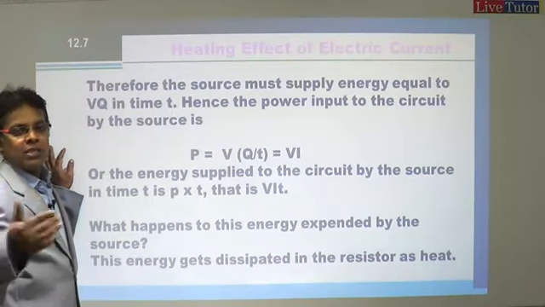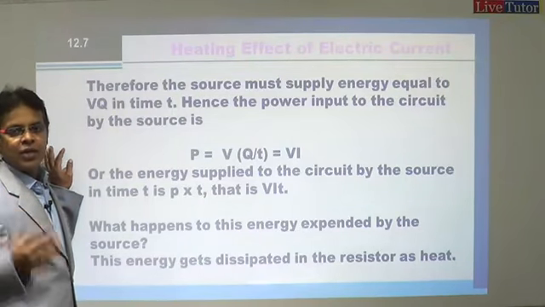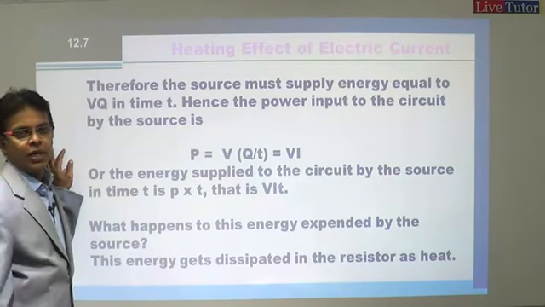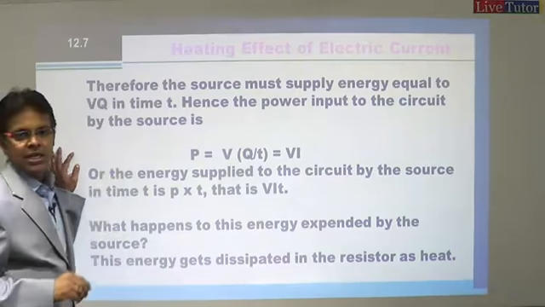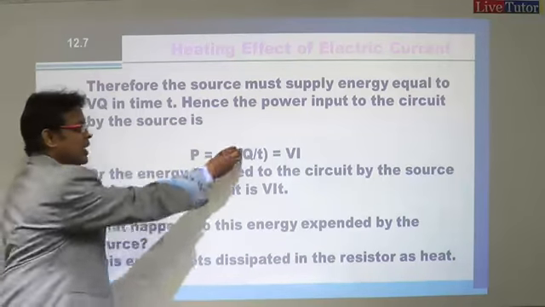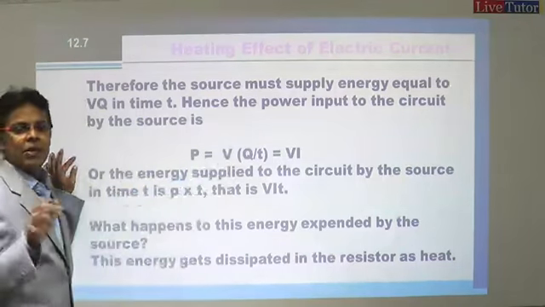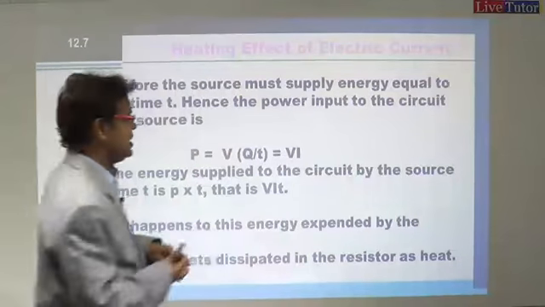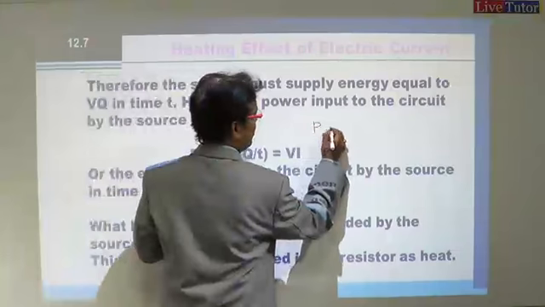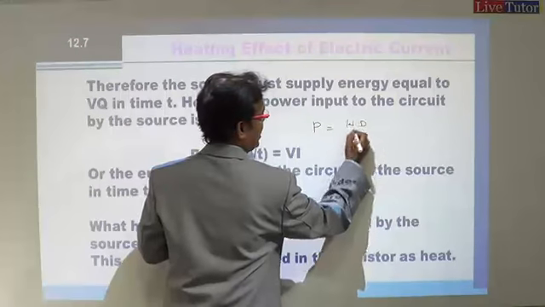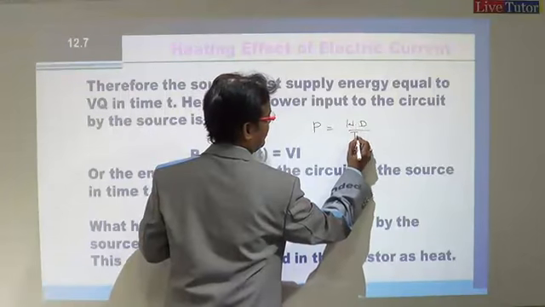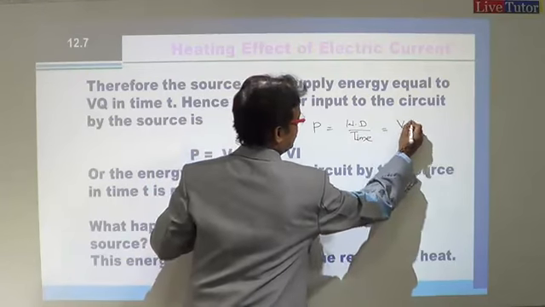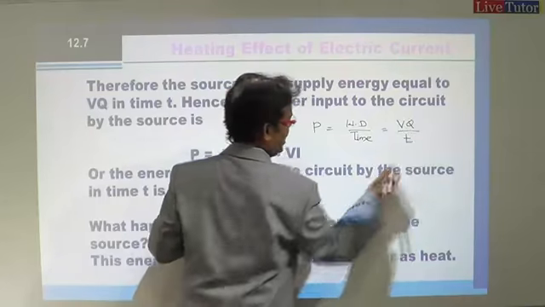That is, the battery or cell is the one supplying this amount of energy for the charges, right? Now we will calculate the power. We know that power is nothing but the rate of doing work, isn't it? We have taken the time t and we have calculated the work done. So work done by time is nothing but power. That is VQ by t. Power is nothing but work done by time, where work done is V into Q and time is t.